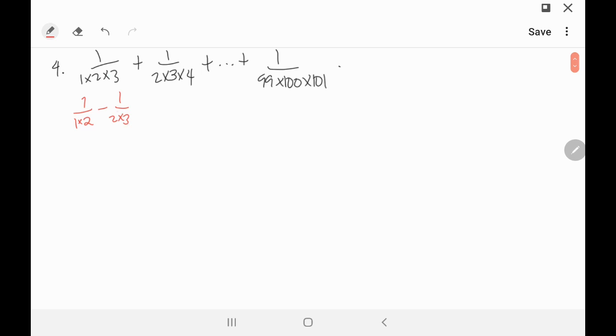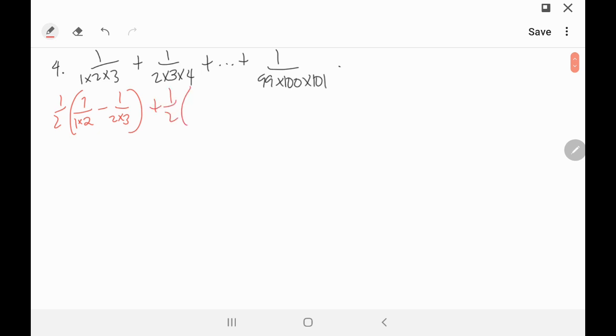And then if the common denominator is divided by 1 times 2, we are left with 3. 3 multiplied by 1, that's 3. Okay? And then the common denominator divided by 2 times 3, that's 1. 1 times 1 is 1. And then 3 minus 1 is 2. So the numerator will be 2. It will not be 1. So to make it equal to 1, we multiply everything by 1 half.